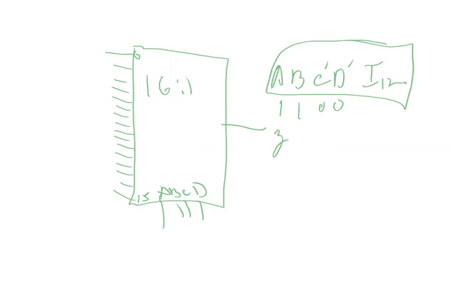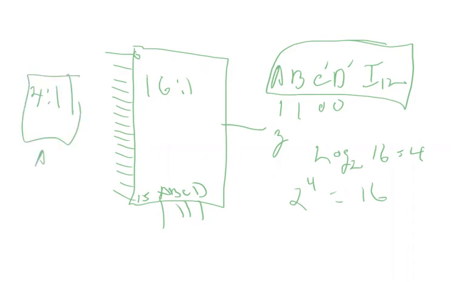Why did it need the C and D for the 16? Because you need 4 variables in order to select one of 16, because log base 2 of 16 is equal to 4, because 2 to the 4 is equal to 16. So the 4-to-1 would just need A and B. Yeah, if you were just going to do a 4-to-1, you only need A and B.